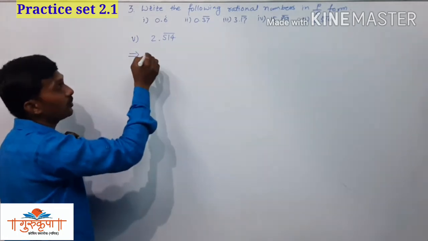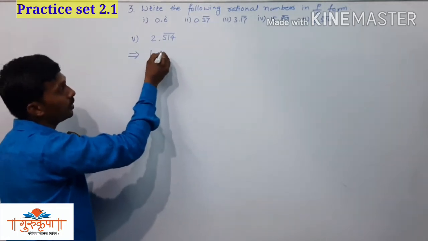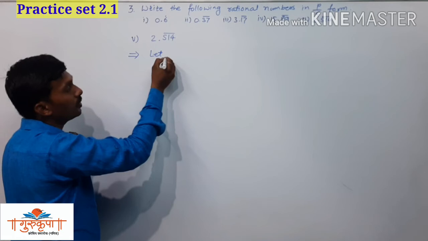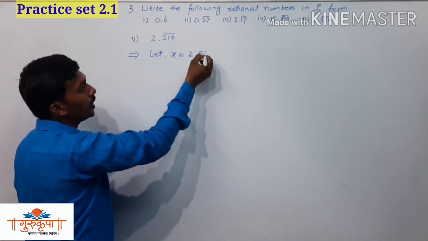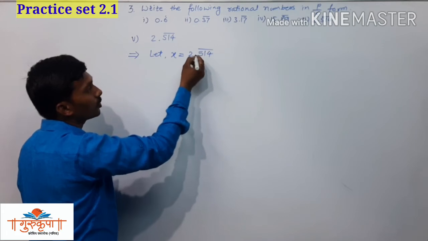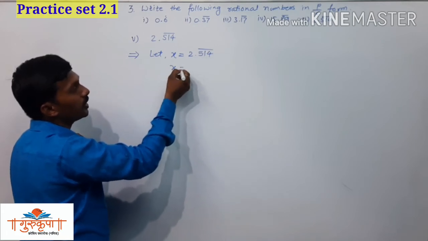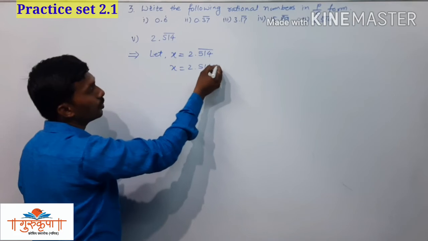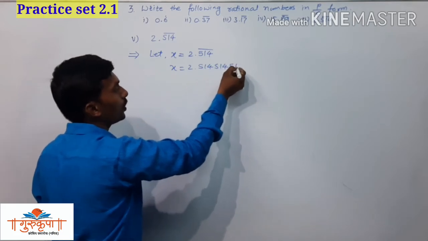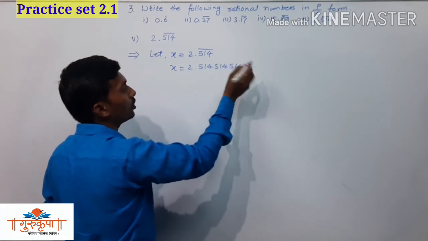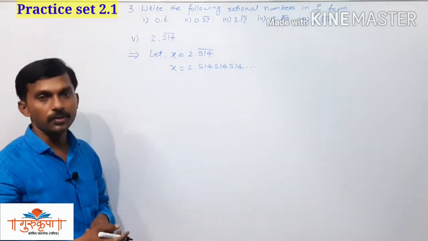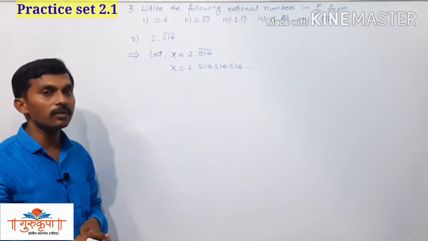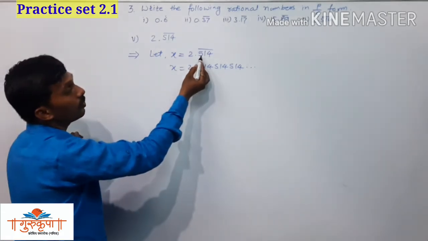Now in the first step we have to represent that number by using an unknown variable. We will represent it by x. So x is equal to 2 point recurring 514. Now we can write it as 2.514, 514, 514 and so on. Now in the second step we have to multiply both the sides by 1000.